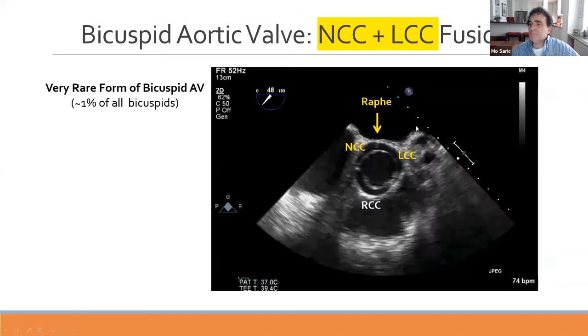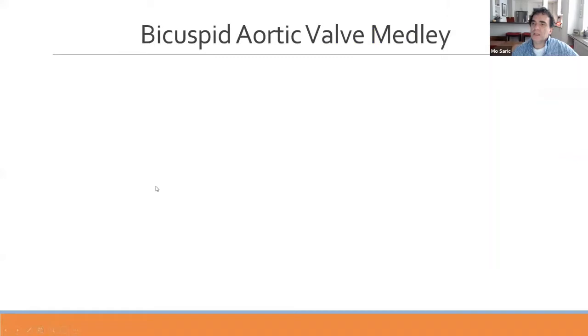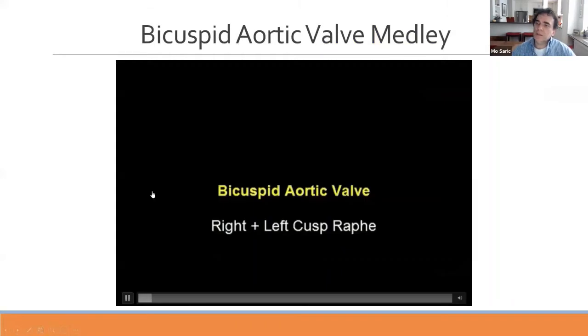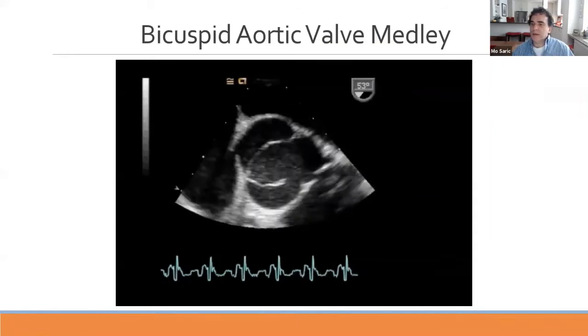Sometimes there could be a bicuspid valve, but the raphe is almost impossible to see, and we won't be able even to tell the pattern. But in this case, there is a tiny raphe between the non and the left coronary cusp. And now in one medley, I'll show you all three patterns.